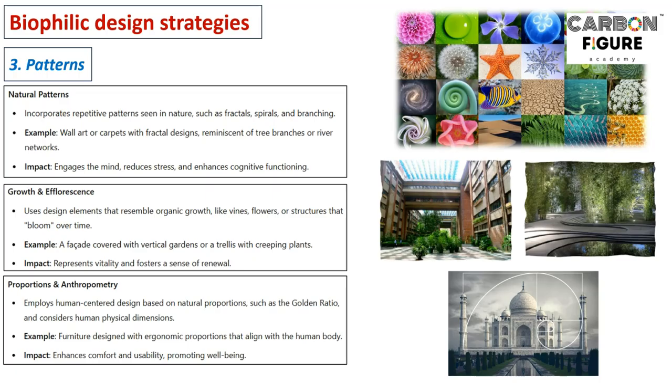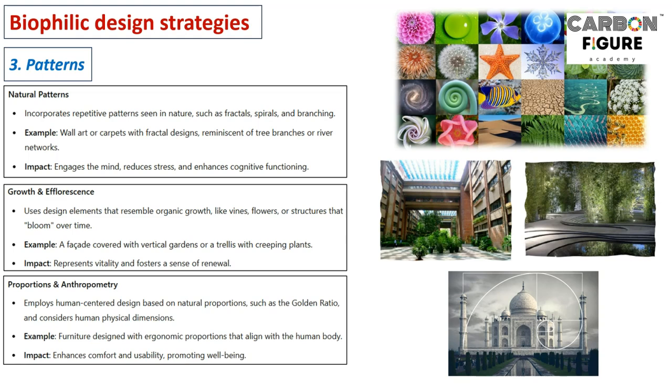Then growth and efflorescence: use design elements that resemble organic growth, like vines, flowers, and structures that bloom over time. By seeing those things inside your building on a regular basis, you will be pumped up and kept on a positive note. For example, a facade covered with vertical gardens or a trellis with creeping plants will give you something positive. It's all about providing you positive vibes mentally, so that you can be healthy from one perspective, and productive from the other perspective, right?